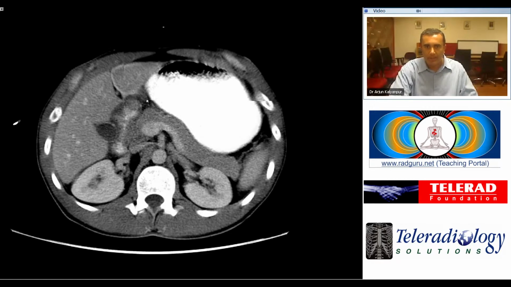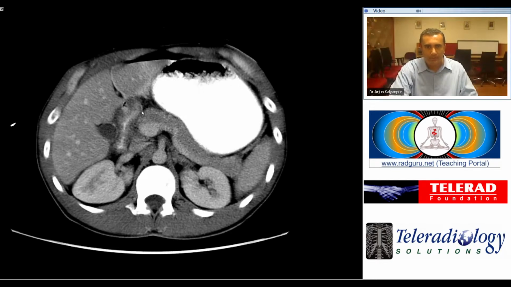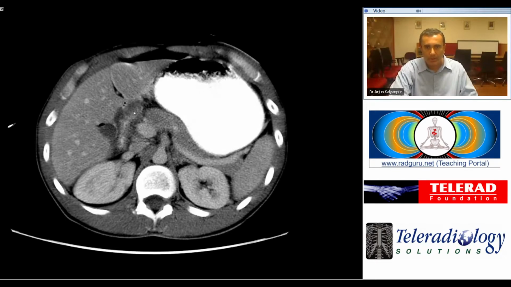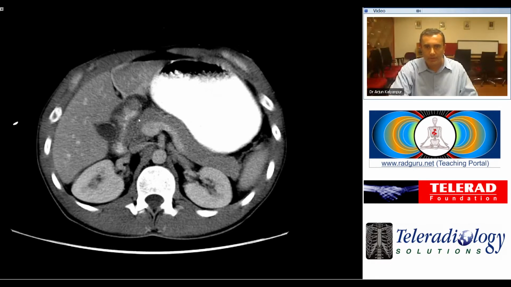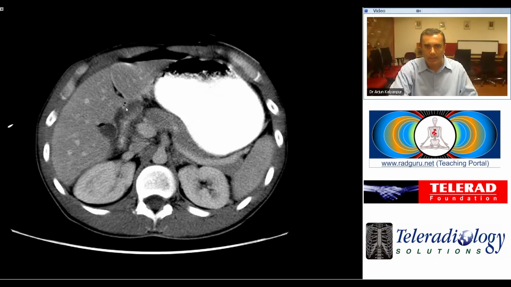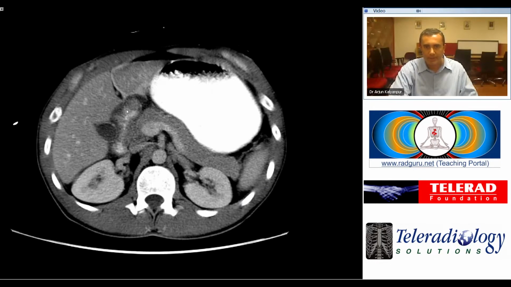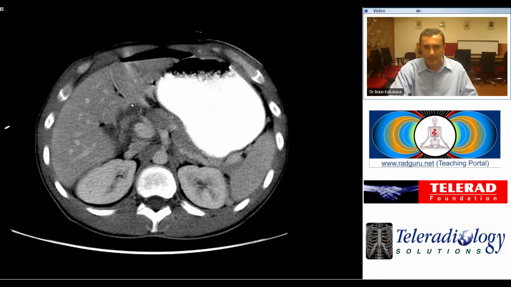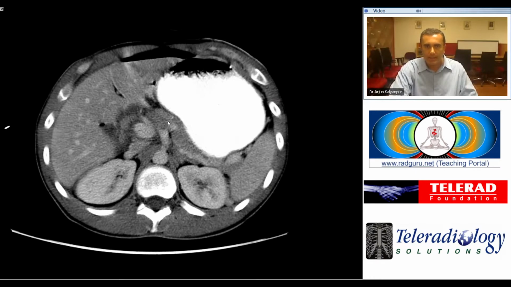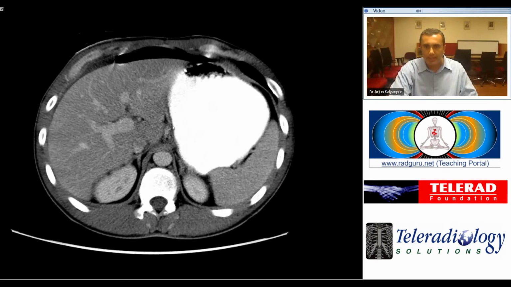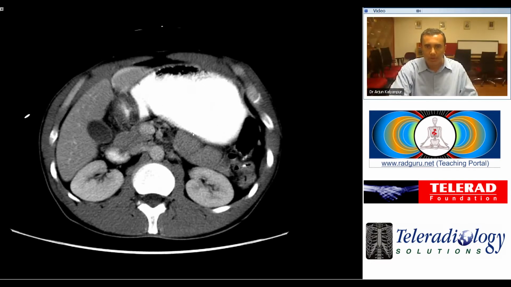Now where is the source? We need to scroll down. We see that it's arising from the duodenum right here, this little track of contrast, a little outpouching of contrast in the wall of the duodenum, and that's an ulcer which has perforated into the perihepatic space, resulting in leakage of contrast and a large amount of free intraperitoneal air. So these are hallmarks of a duodenal perforation.